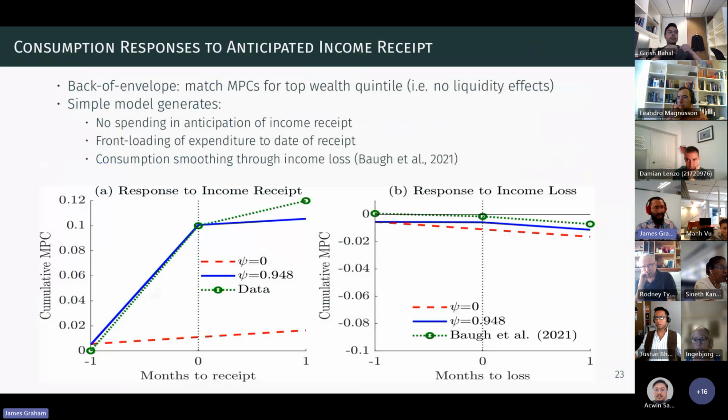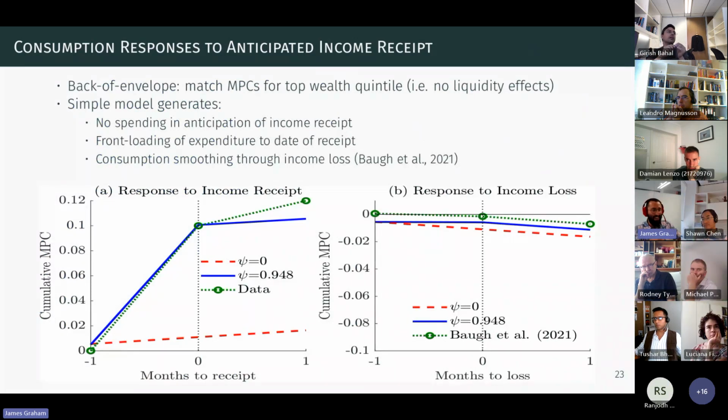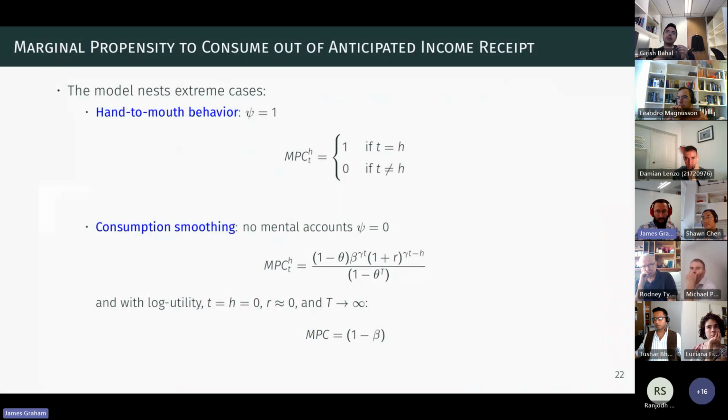Yeah. No, I agree. Everything you're saying is exactly right. Okay. Yeah, no, exactly. You can see it here. I can show it here. Here's the extreme case. Set the psi all the way to 1, and then you go all the way to hand-to-mouth behavior, where it's just 0 responses before, a sharp response on the day of, and then 0 again.